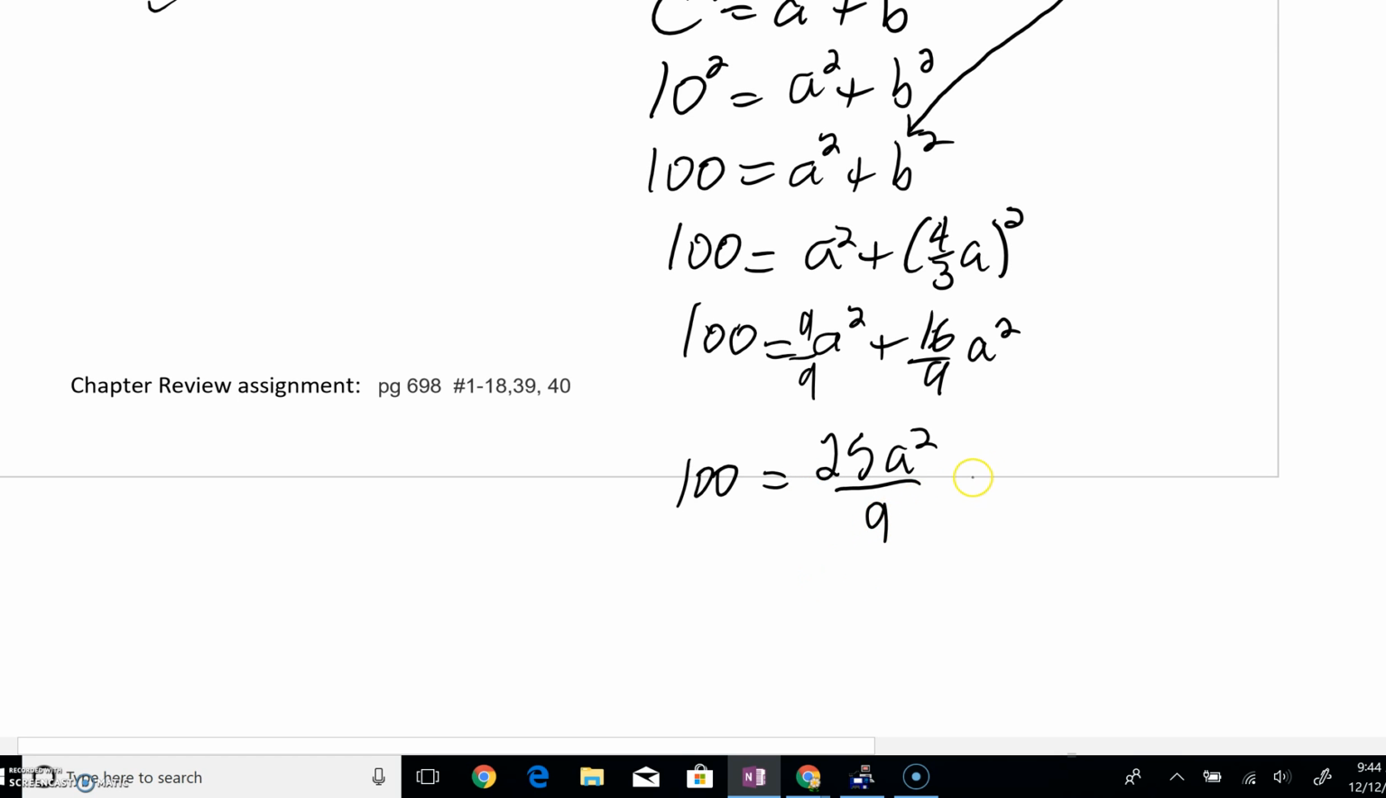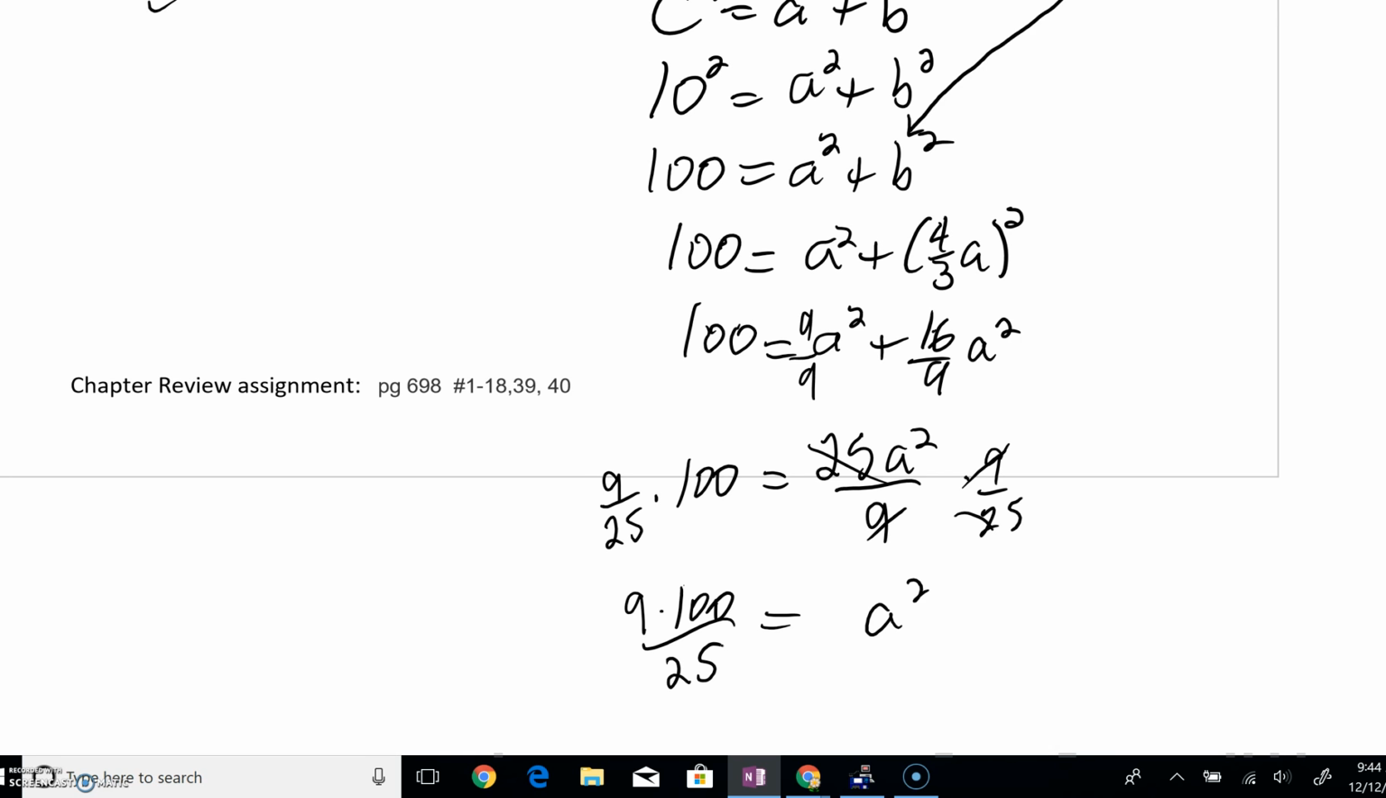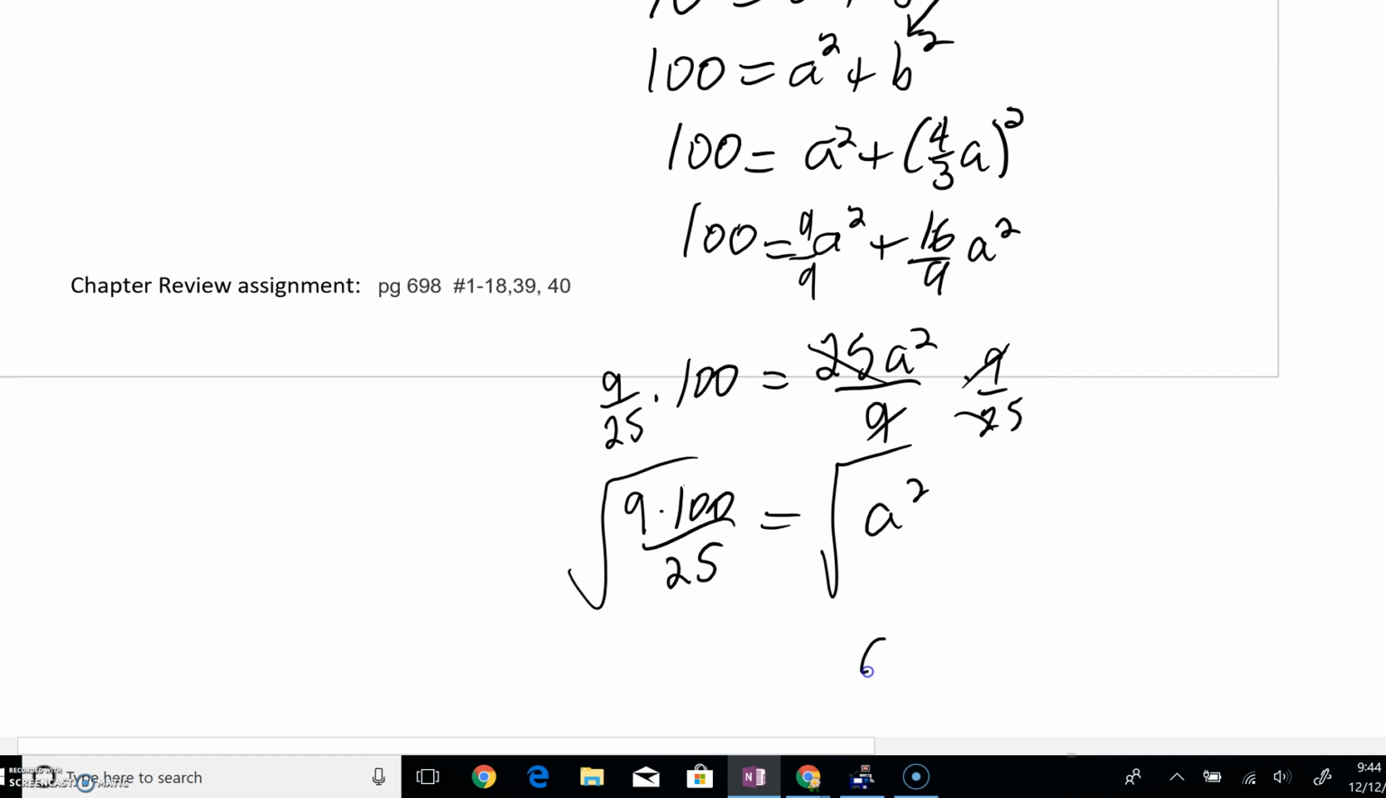Now get a load of this. Look what I'm about to do. I'm not even going to officially do all of the arithmetic here. This can look so strange at first. I'm going to leave it as just 9 times 100 all over 25. You think, why in the world are you going to do that? Because I need to take a square root. And guess what A is going to be?